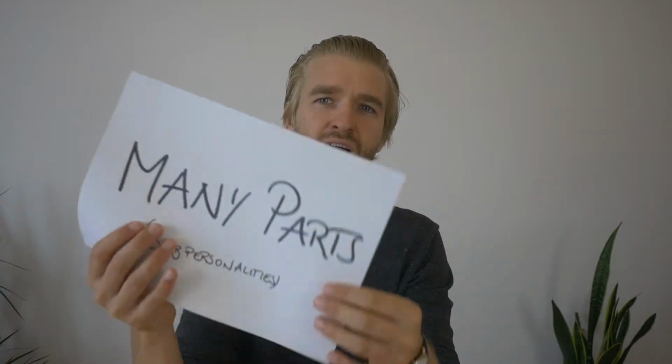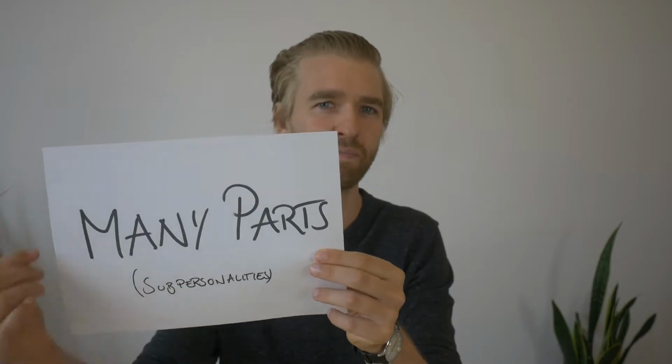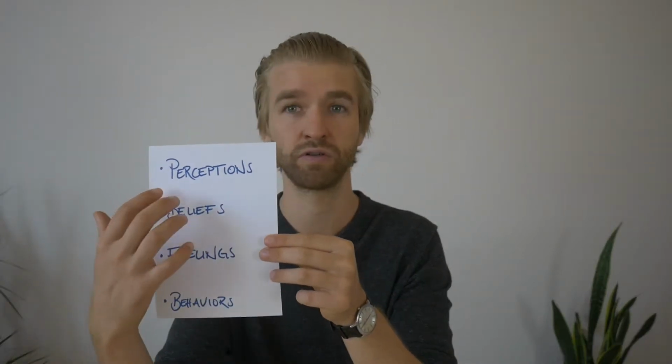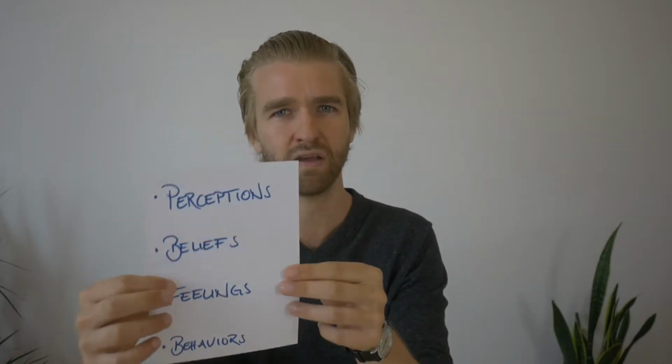Rather than looking at a person as having one personality, IFS would say people have many parts. And a part can be viewed as a sub-personality. So each of us has many parts. And each of these parts, each of these sub-personalities, is different. Each of them can have their own perceptions, their own beliefs, their own feelings, and their own behaviors in the world.